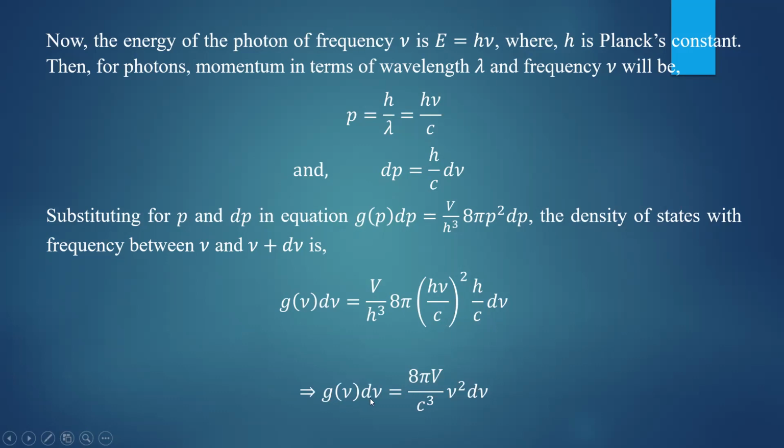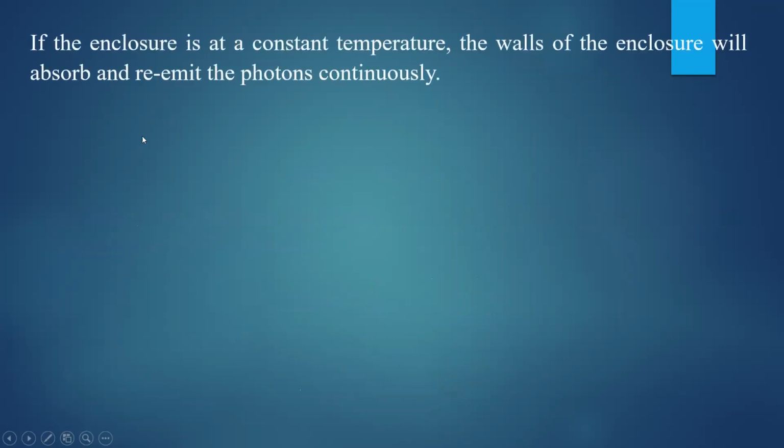So g of nu into d nu will be equal to 8 pi V divided by c cube into nu square into d nu. So this is the density of states in terms of frequency. Now we have to find the number of photons having the energy E, using the previous equation.